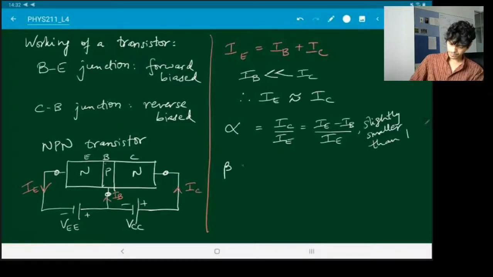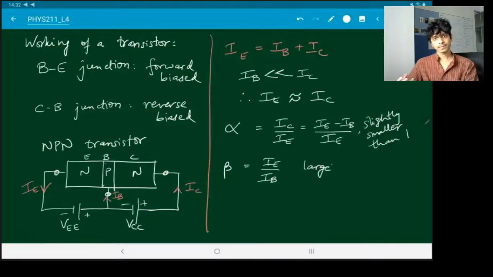And I can also define beta, which is IE over IB, and this is typically large because IB is much smaller than IE. And beta is a value that is typical for each transistor. So when you get a transistor, it will come with some specific beta value specified for it. Beta can change with temperature, for instance, but if you're operating it constantly at normal temperature, then you have a fixed value of beta. Beta is called the current gain.